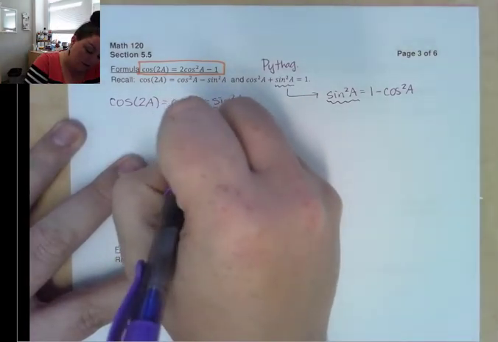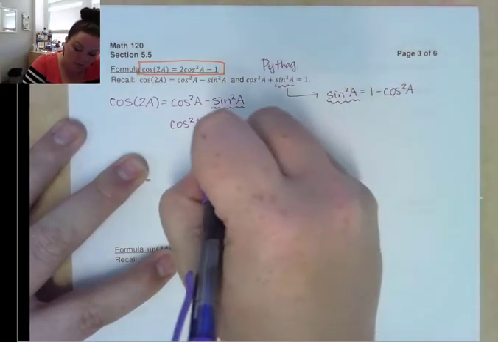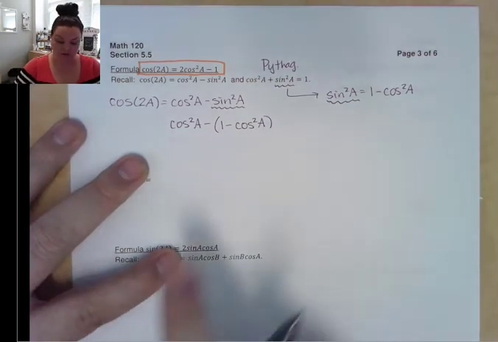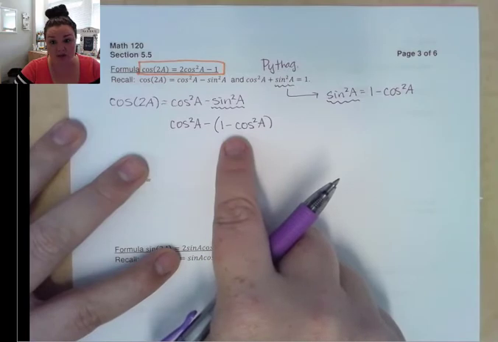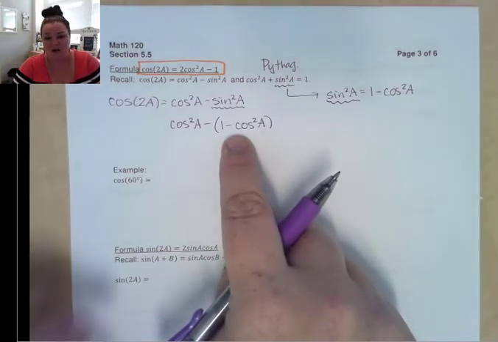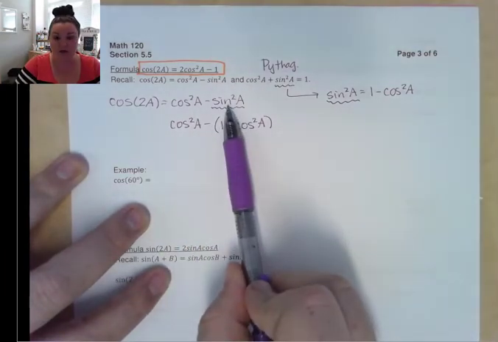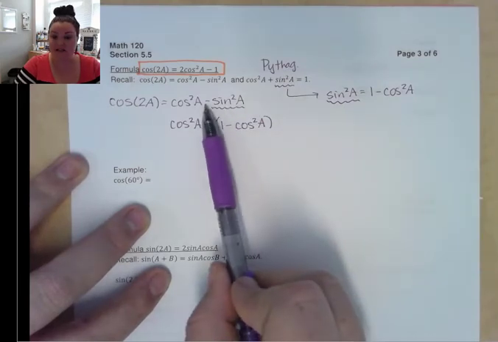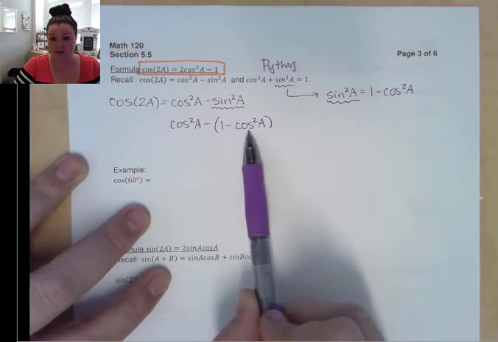So this is cosine squared a minus, if I replace the sine squared a, I'm going to put in a 1 minus cosine squared a, okay? Just plugging in for sine squared a what I know it's equal to. And here it is important that you use parentheses, okay? If you didn't use parentheses on the other one, meh, it kind of worked out. But this one, it does matter because we're replacing one term with two terms. And since that one term is being subtracted, we have to ensure that that subtraction will get distributed to both of my new terms, okay?